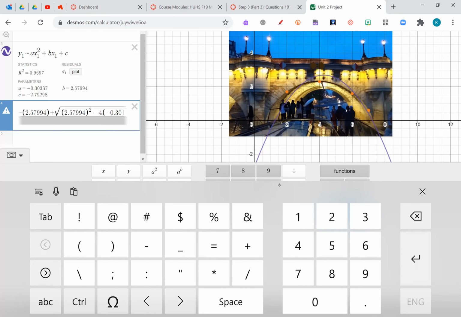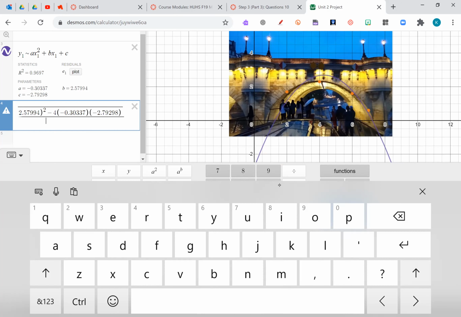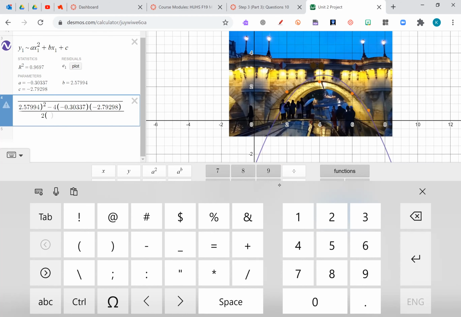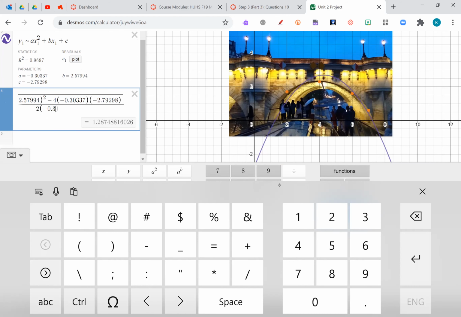0.30. C, which is negative 2.79298. Now, we're not about to type this again. I just want you to know we're typing this one time, and then we're going to copy and paste. We're going to work smarter, not harder, okay? So 2 times A, which is negative 0.30337. All right, so we finished typing that in.